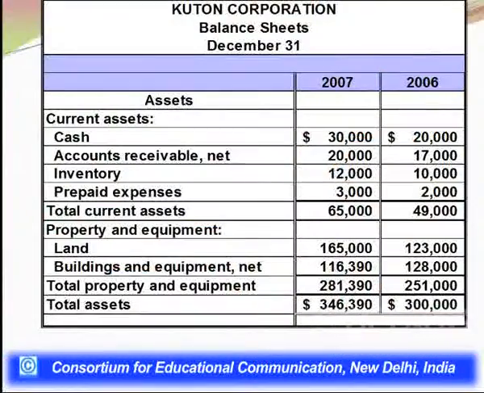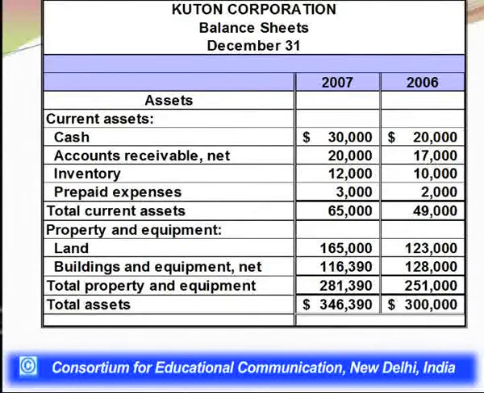Current assets comprise your cash amount. To begin with, cash and accounts receivable. These are the 2 important primary current assets. Cash is $30,000 in 2007 and it was $20,000 in 2006. Now accounts receivable was 17,000 and now they are 20,000 in the current year 2007.